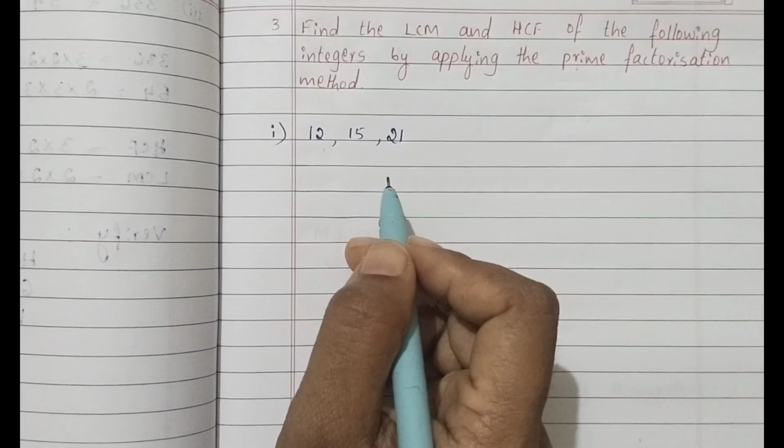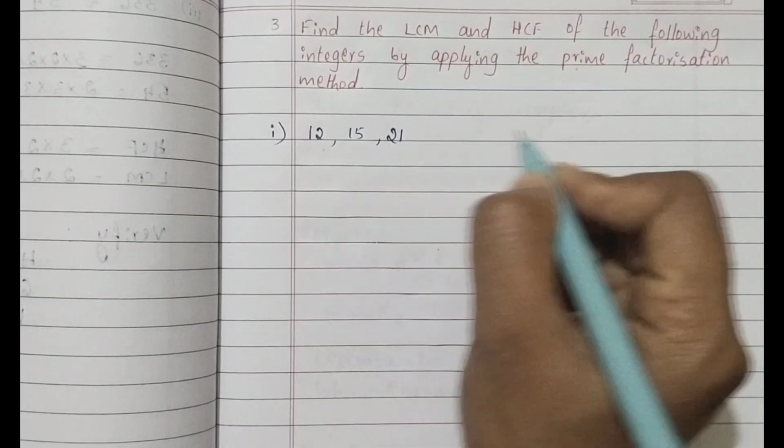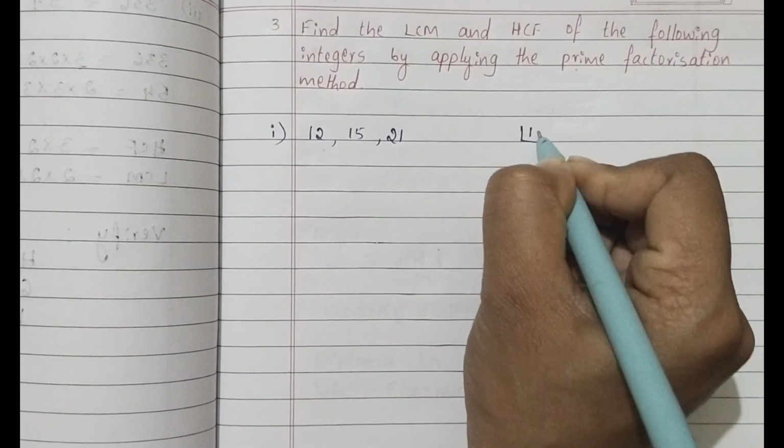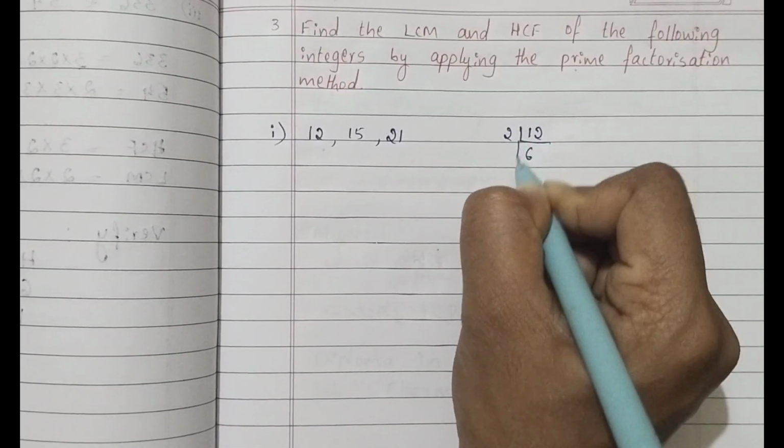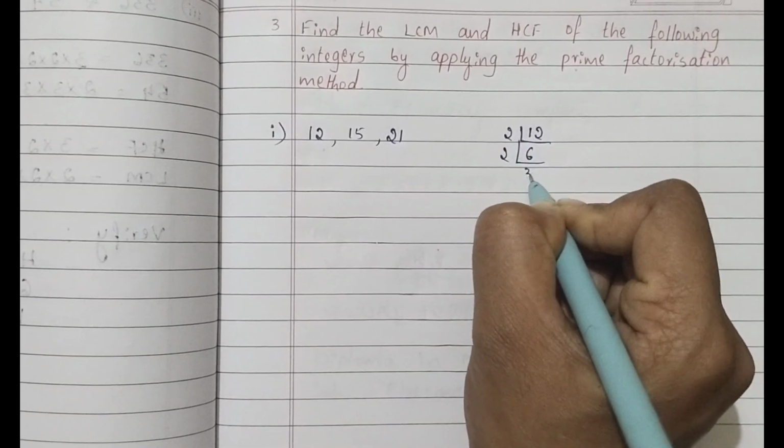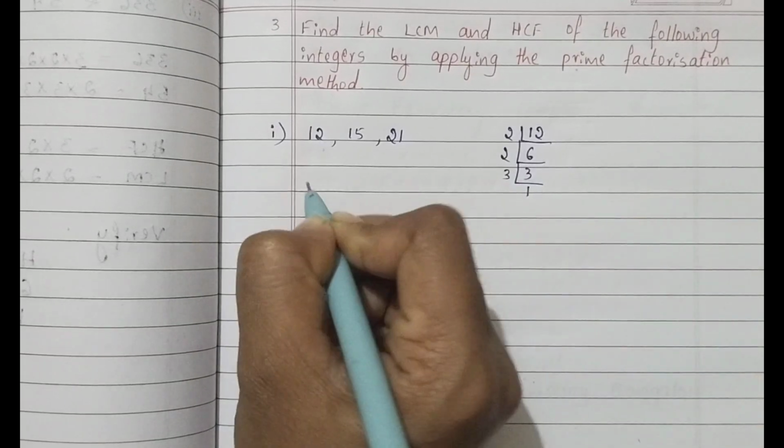So the first number is 12. The smallest prime number we have to consider to divide, that is 2. 2 sixes are 12. Again we can divide 6 by 2. 2 threes are 6 and 3 ones are 3. So the factors of 12 are 2 into 2 into 3.